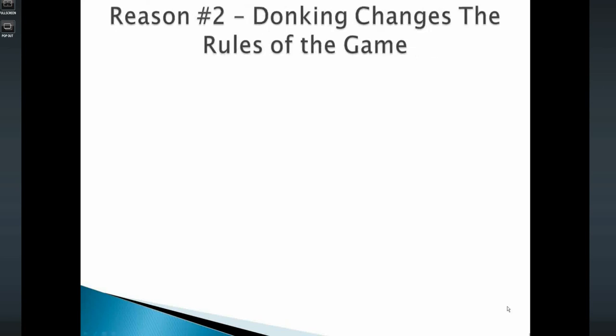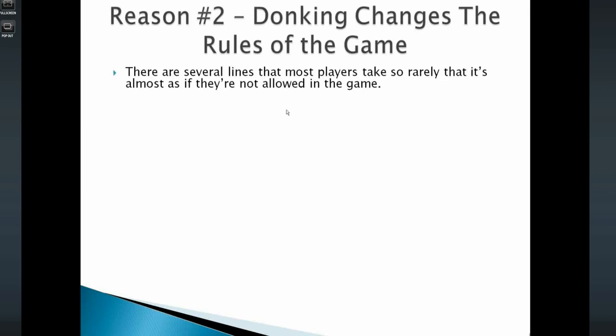Reason number 2, donking changes the rules of the game. There are several lines that most players take so rarely that it's almost as if they're not allowed in the game. People don't check raise as the preflop raiser almost at all. People don't overbet very often. You'll occasionally see people do it, but they probably don't do it anywhere near as often as they theoretically should, and most players probably don't even have that as a weapon in their arsenal.